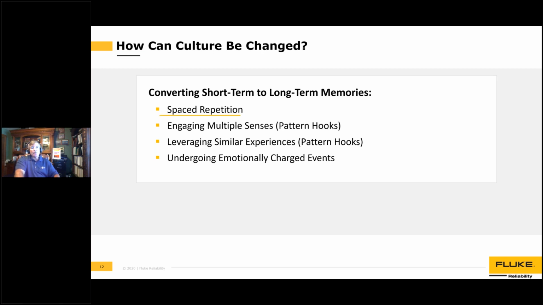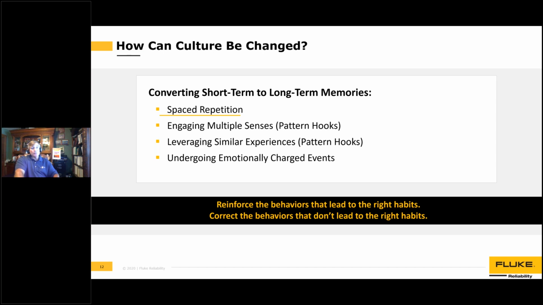Spaced repetition, though, is how we typically are going to do an implementation and sustainment of a change that we're going to make. So spaced repetition means telling folks what we want them to do and then coaching them and having them repeat it over and over again until it becomes a habit. So what we want to do to be able to take advantage of spaced repetition is we want to reinforce the behaviors that lead to the right habits, and we want to correct the behaviors that don't lead to the right habits.